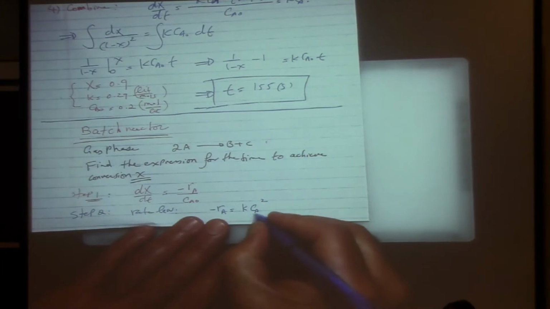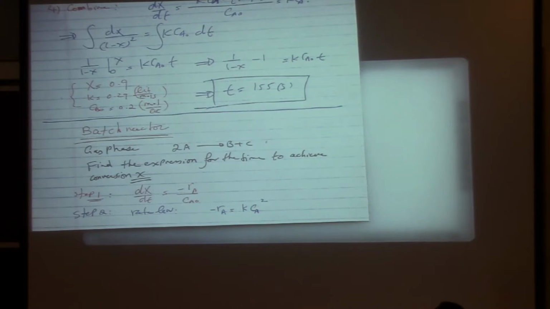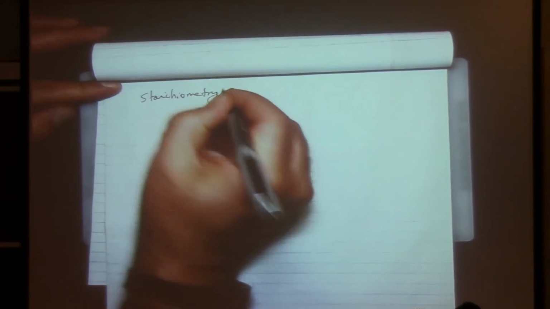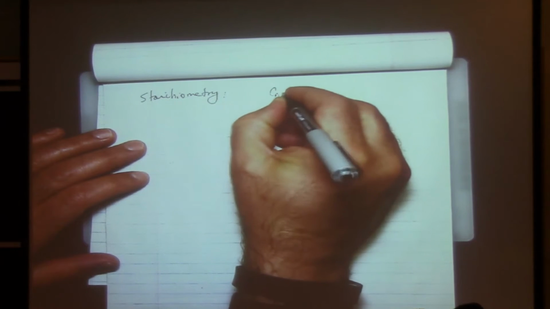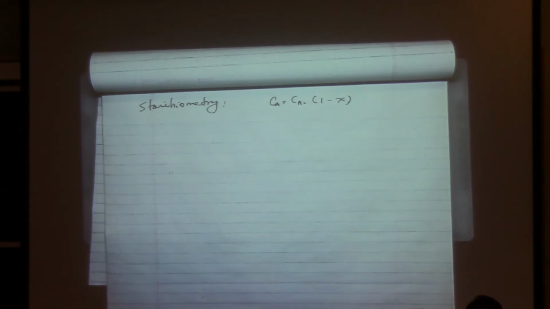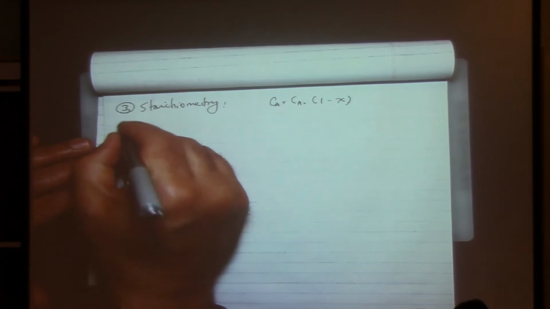Okay. The third step is stoichiometry. The stoichiometry for this case, which is again a gas phase, but we are dealing with a constant volume because it is in a batch reactor and it doesn't say that the volume of the batch is changing. So for the stoichiometry, we consider CA equal to CA0 (1 minus X). And then we combine these in this equation.